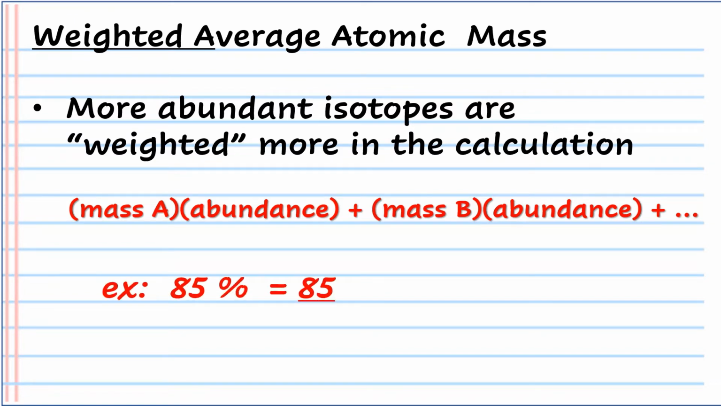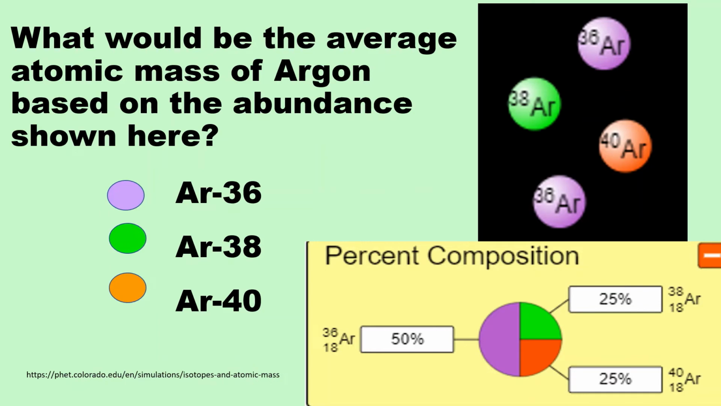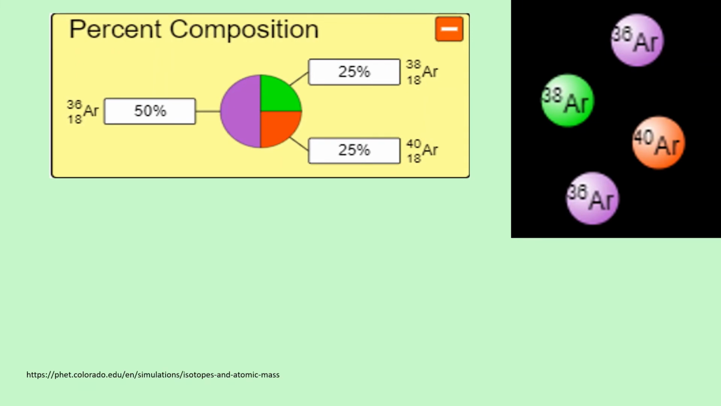And it's important to remember that we change the percent to a decimal by dividing by 100 before entering the abundance into the formula. In this example, we can see 4 atoms of argon. 2 of the 4, or 50%, have a mass of 36 AMU. 1 of the 4, or 25%, has a mass of 38 AMU, and 1 out of the 4, or 25%, have a mass of 40 AMUs. This means the isotope with a mass of 36 will be weighted more heavily in the calculation since it has a higher abundance than the other 2.